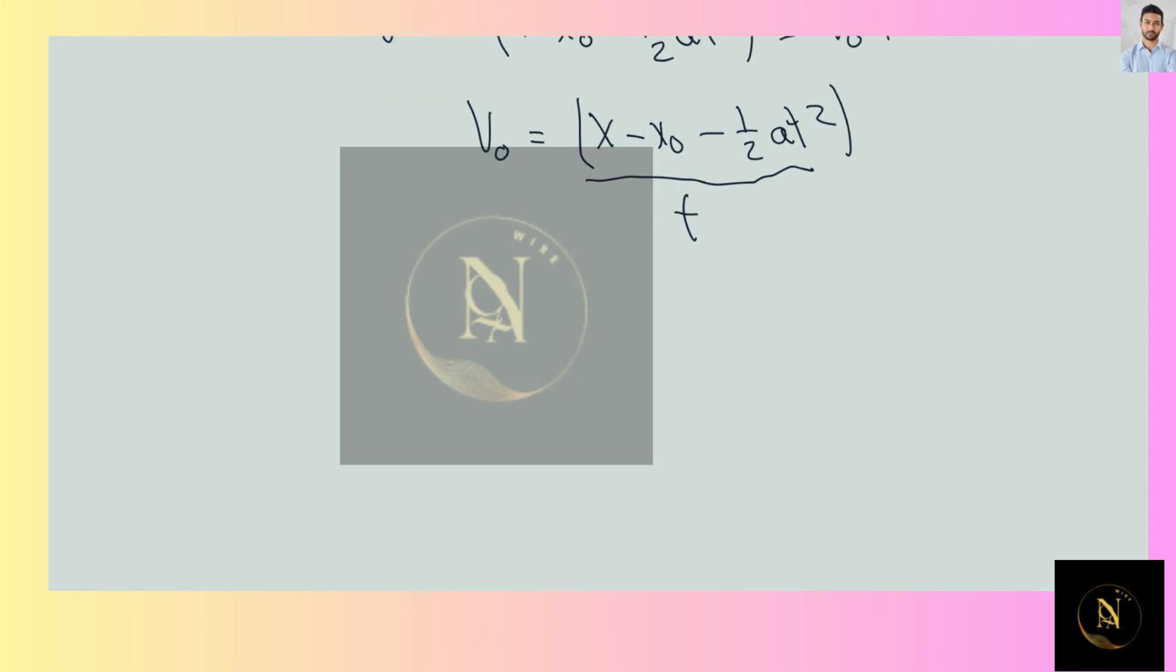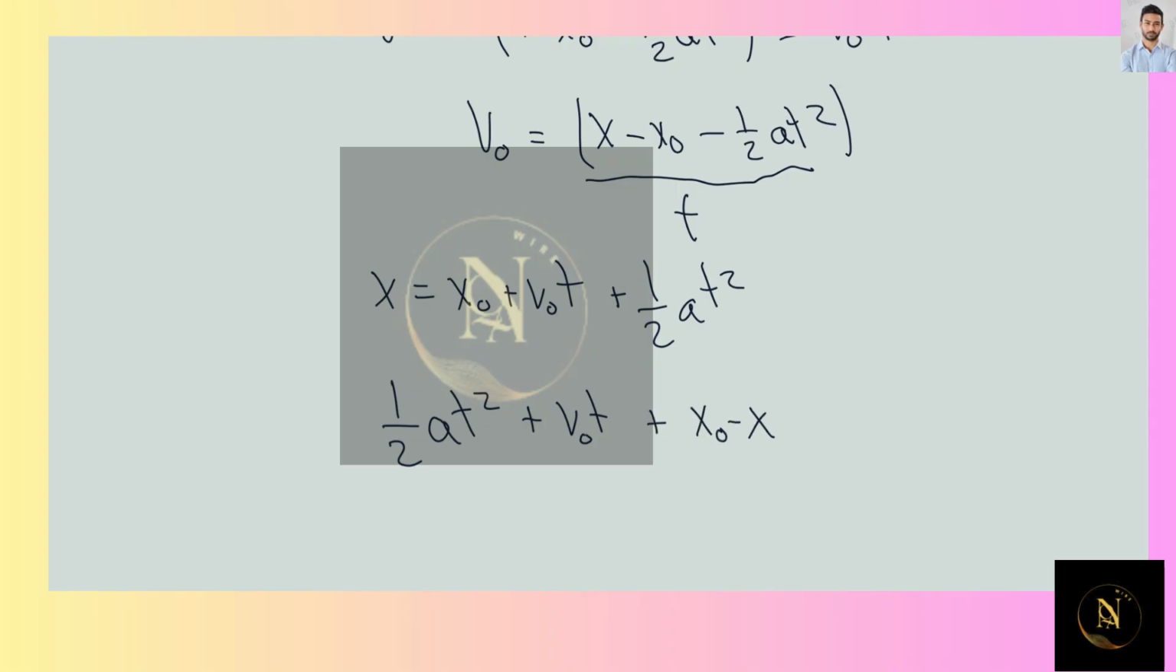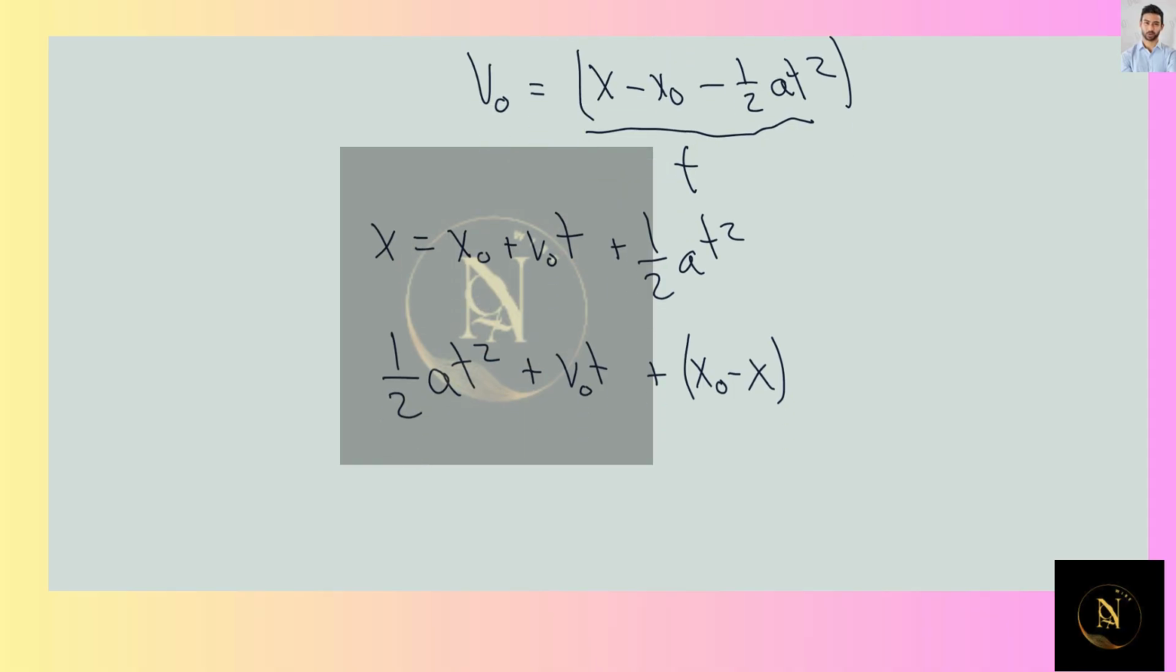And finally, we want to solve for t on the equation x equals x0 plus v naught t plus 1/2 of acceleration times t squared. And in this case, I want you to notice that this is going to be a quadratic expression. If we rearrange this as 1/2 of acceleration times t squared plus v naught times t plus x0 minus x equal to 0, we're going to have a quadratic expression.